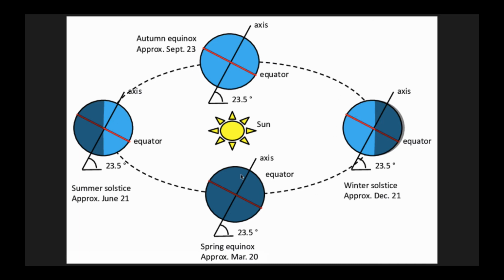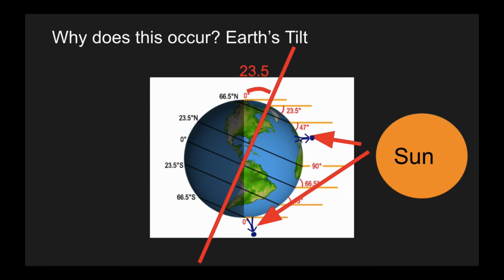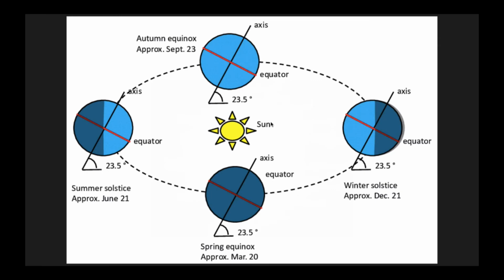So what causes the seasons? Well, it's the tilt of the Earth. So we live in the northern hemisphere. When the North Pole, the top of the northern hemisphere, is tilted towards the sun, we experience a higher angle of sunlight in the summer, making the temperatures warmer. In the winter, we experience a lower angle of sunlight, making temperatures lower.